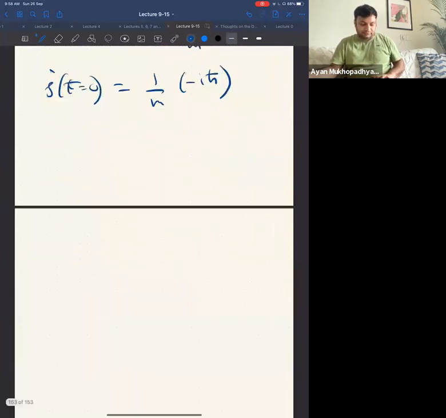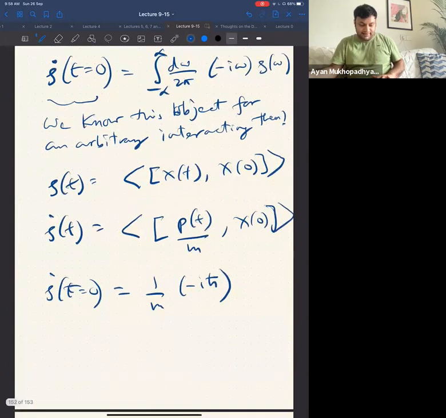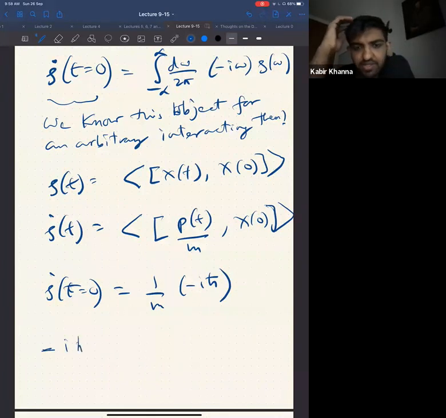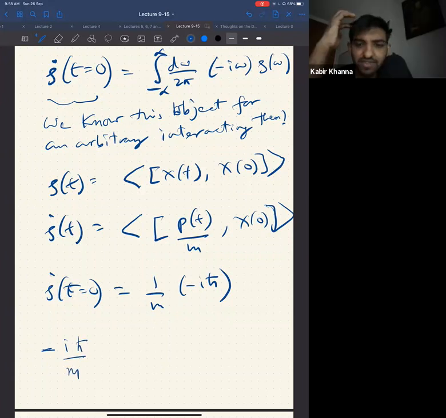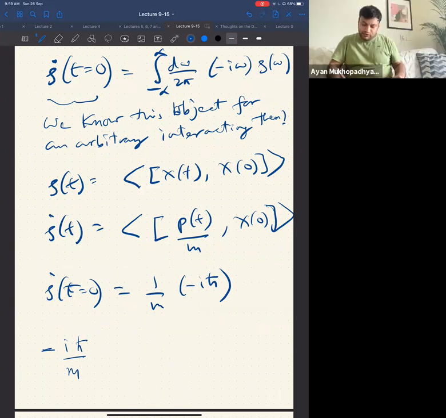So what you can say is that, if I put it back, you see that rho dot... I have a question, sir. Yes. I thought x dot of t is p of t by m only in a free theory. I thought it would be some non-trivial relation in an interacting theory. Why? I had no reason.